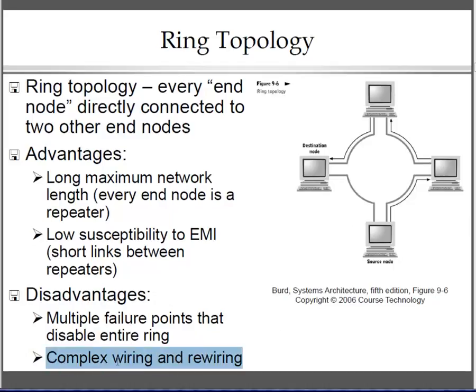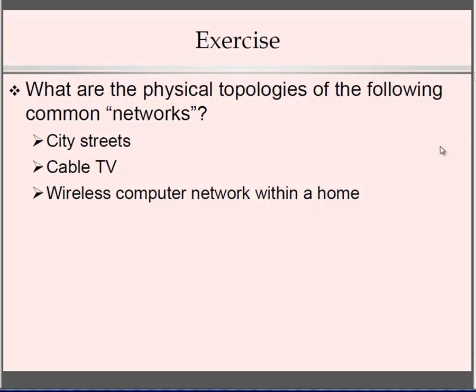The other issue you run into here is complex wiring and rewiring. Say I want to add a 5th desktop here. Well, where do I put it? Well, if I'm going to put it, say, right here, then I need to break this connection here, connect this node to this one and this one to this one. So in essence, I'm rewiring 3 nodes in order to add 1. Okay, that's complex wiring and rewiring. So for those reasons, you just don't see ring anymore. It's pretty much doesn't exist. Well, will it come back in the future? Who knows, but doesn't look likely.